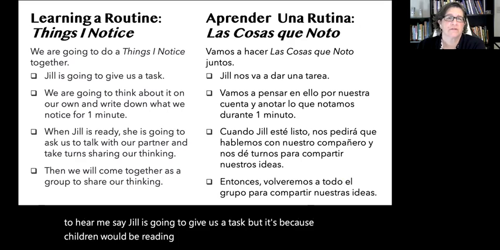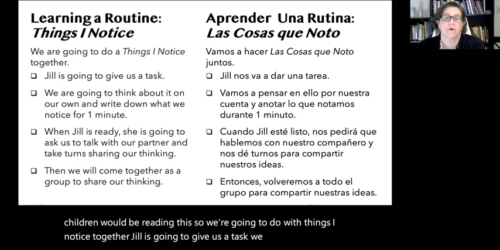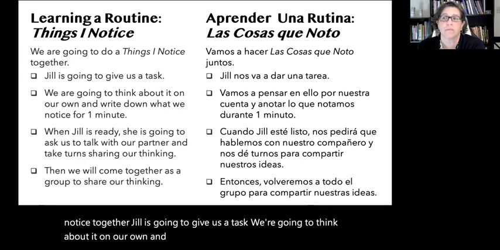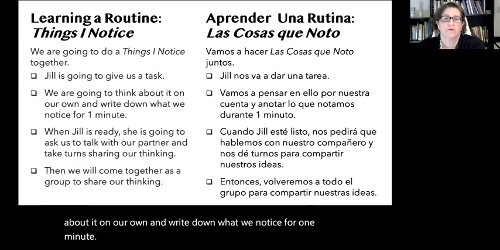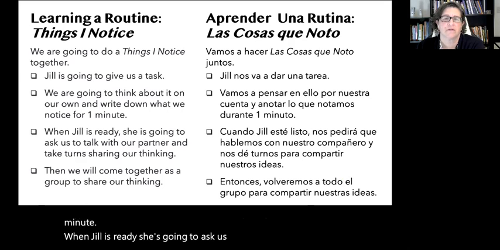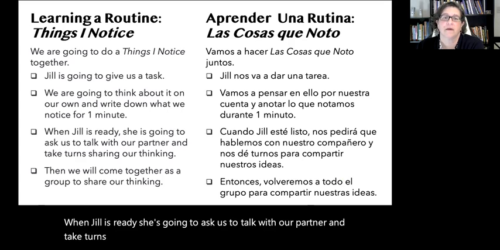So we are going to do a things I noticed together. Jill is going to give us a task. We are going to think about it on our own and write down what we noticed for 1 minute. When Jill is ready, she's going to ask us to talk with our partner and take turns sharing our thinking. Then we will come together as a group to share our thinking.